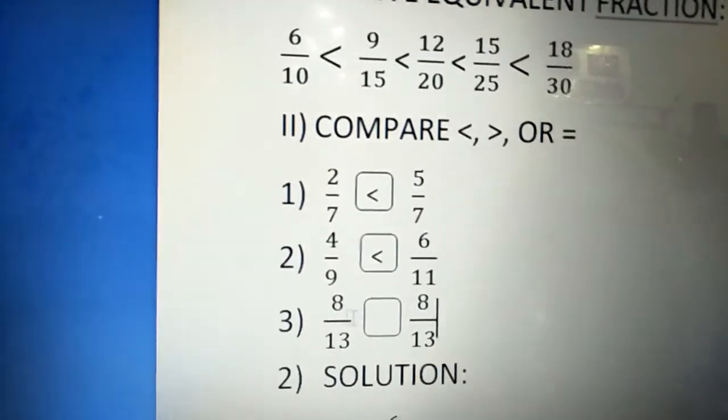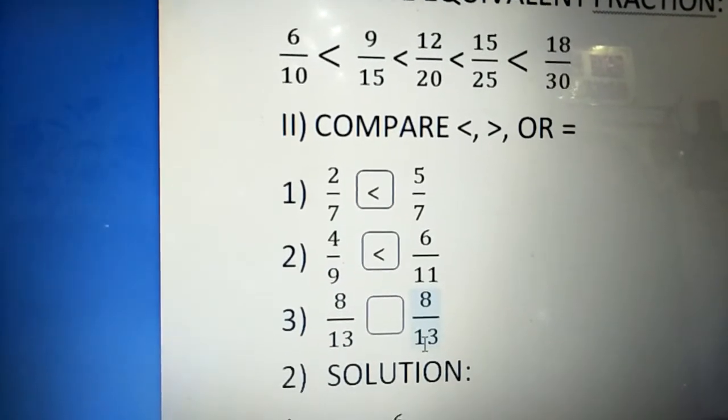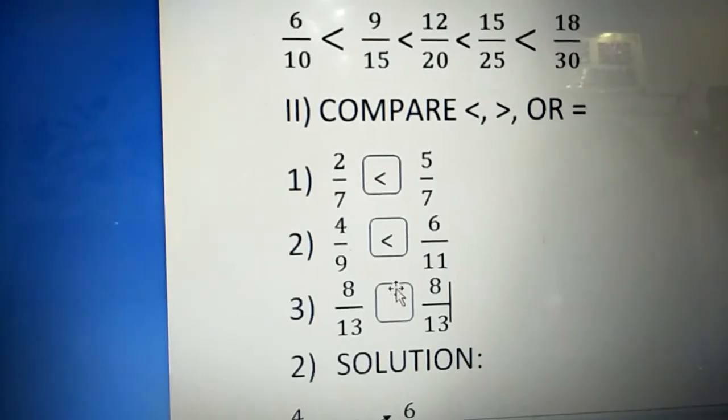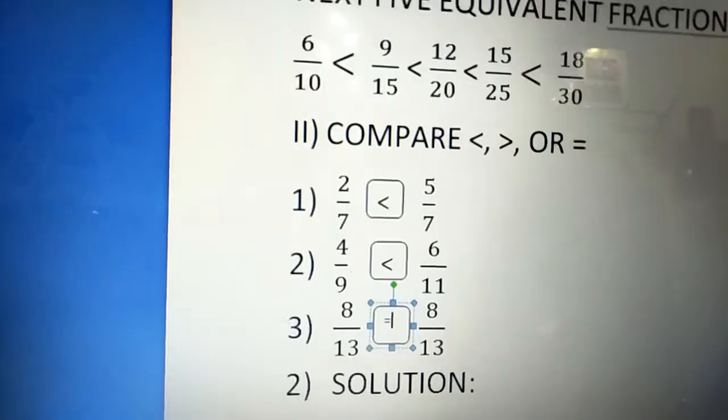Our third problem, 8 divided by 13 and 8 divided by 13. So both are same. So which symbol has come here? Yes dear, equal symbol. So I put equal.